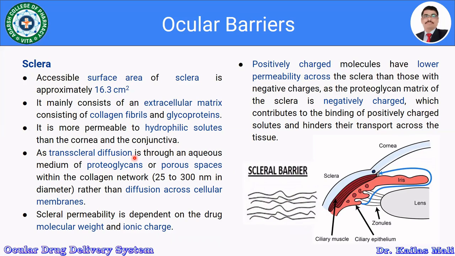The transscleral diffusion is through an aqueous medium of proteoglycans, or the porous spaces within the collagen network, that are 25 to 300 nanometers, rather than diffusion across a cellular membrane. The scleral permeability depends on the molecular weight as well as the ionic charge. Positively charged molecules have a lower permeability across the sclera than those with a negative charge, as the proteoglycan matrix of the sclera is negatively charged, which contributes to binding of positively charged solutes and hinders their transport across the tissue. So this is about the scleral barrier.